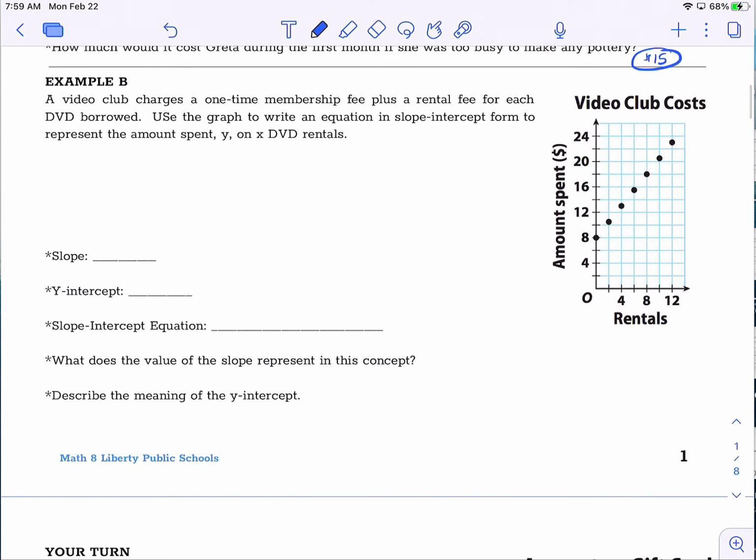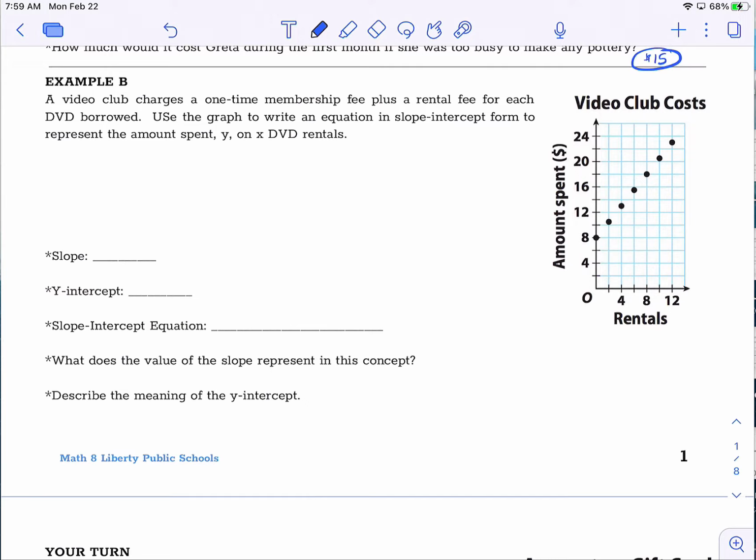So example B, you see we have this graph. It says a video club charges a one-time membership fee plus a rental fee for each DVD borrowed. Use the graph to write an equation in slope-intercept form to represent the amount spent y on x DVD rentals. So this problem's getting old already because we don't have this type of stuff anymore.